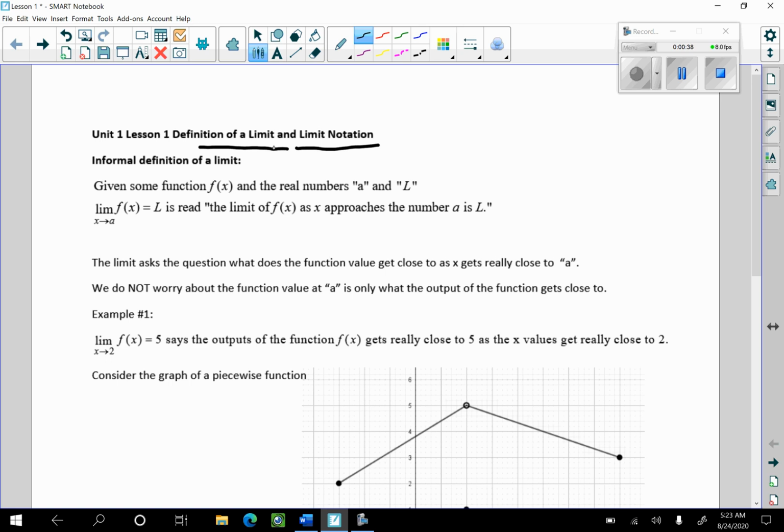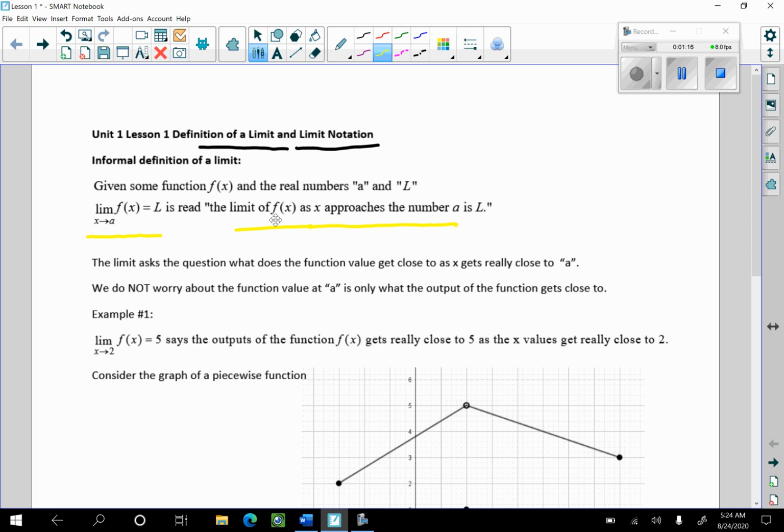So here we go. Given some function f of x and the real numbers a and L, it's important to note that a and L are real numbers, numbers that you can touch on a number line. This is our notation for the limit. The limit as x goes to a of f of x is equal to L, and that's how you read that. The limit of f of x, that's the lim, as x approaches a, x arrow a, and then equals L. The limit of f of x is equal to L.